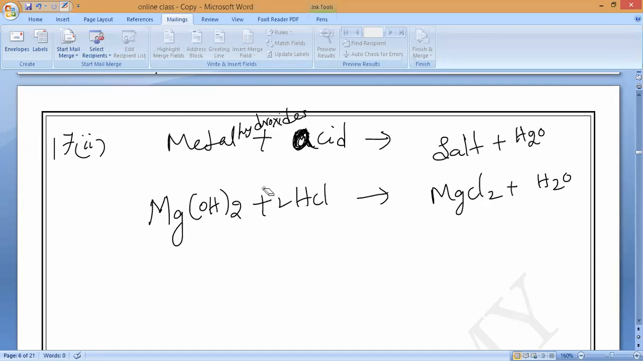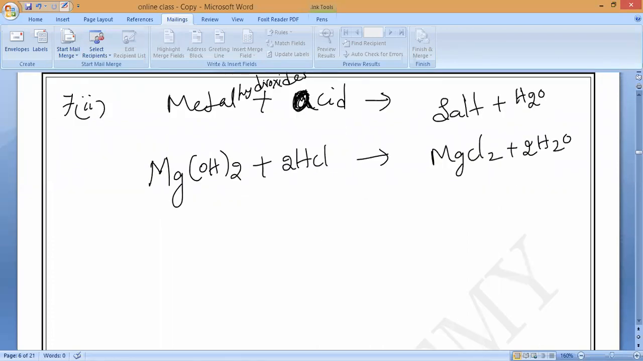2H2O. Then hydrogens are 4, correct? So 2H2O is enough. But chlorines are 1 only, so here it will be 2 and here also 2. That's all, balanced. So you can observe here, metal hydroxide reacting with acid forms the respective salt plus water.